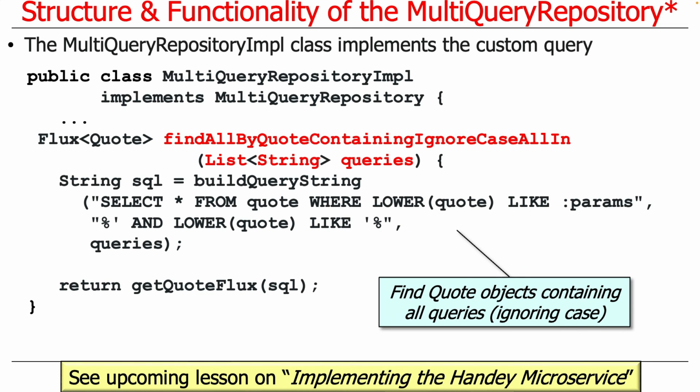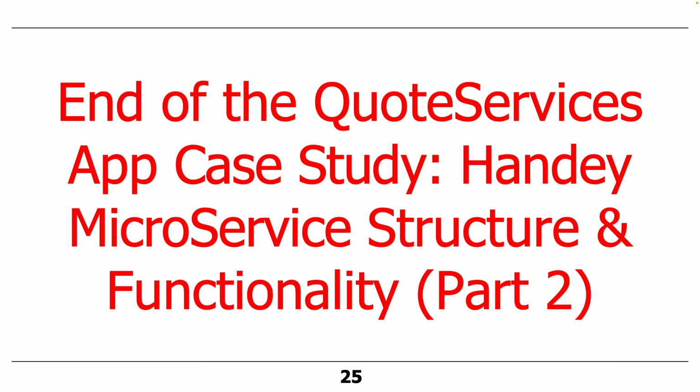Speaking about the code in detail, I'm going to give you this high-level view, and then we're going to look through the code in more detail in the next part of the lesson. So here, this is the findAllByQuoteContainingIgnoreCaseAllIn, which takes a list of string queries. We provide strings here, and we're going to build a query string from the strings we provide and the queries, and then we're going to go look things up in the database, and it's going to give us back a Flux of quotes. We will take a look at that code in just a moment.